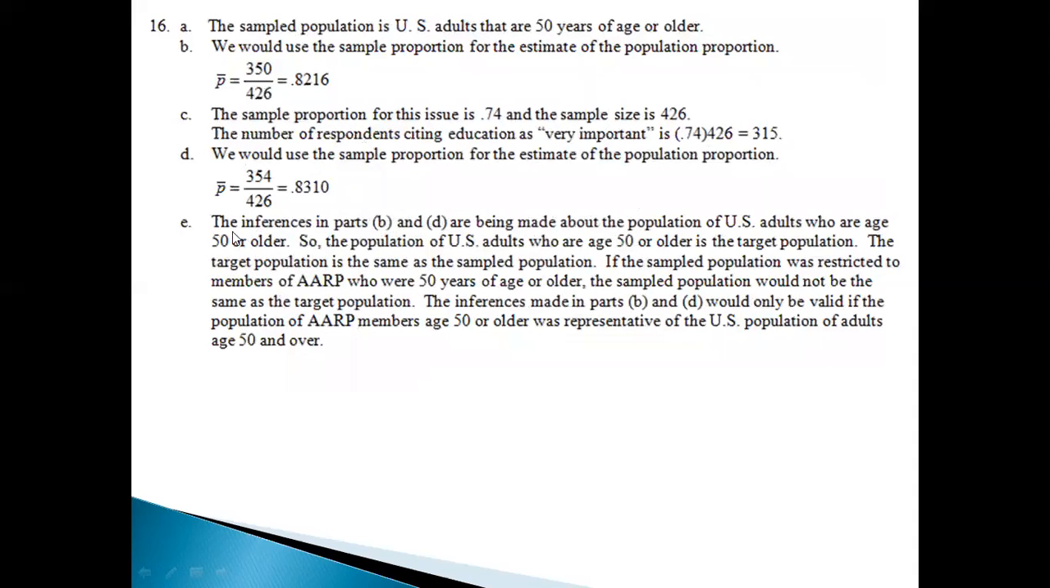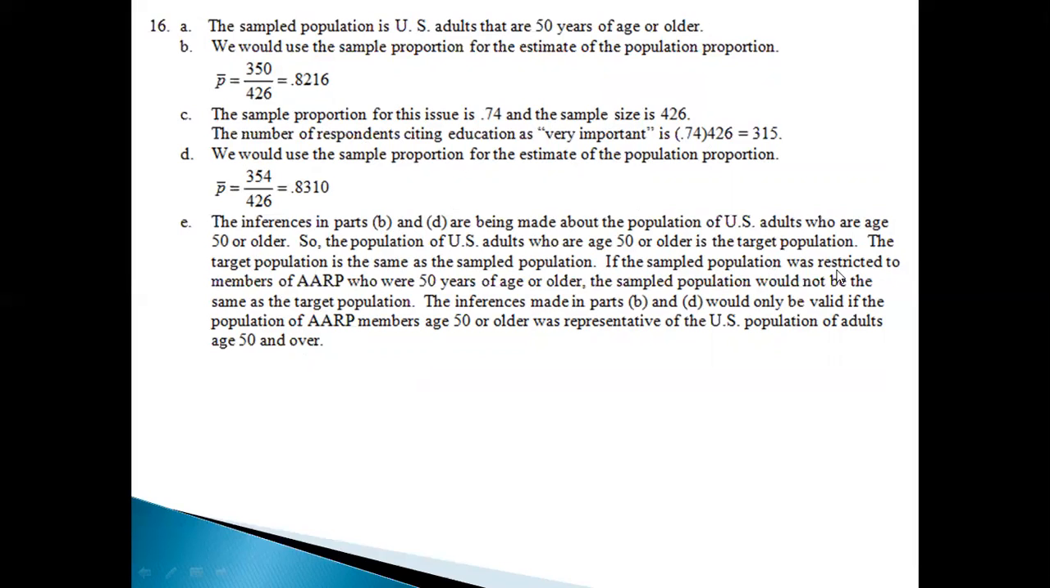The inferences made in parts B and D, which are this one and this one, are being made about the population of U.S. adults who are age 50 or older, which is what we said in the first question, part A. So that's our target population. Now the target population is the same as the sampled population, which is good.